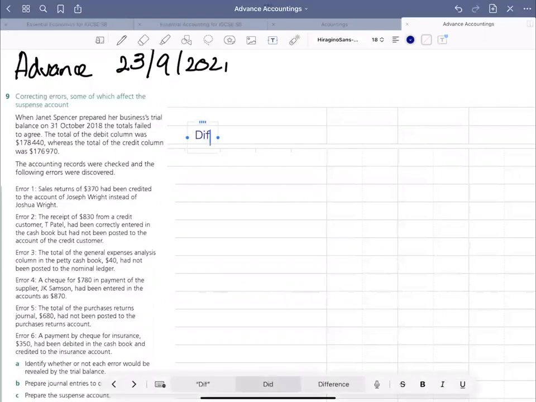So the difference in trial balance is 1,470. So this is the amount of difference that we have, which is the debit side more than the credit side. So this one will be on the credit side. So we're going to write whatever that's short. So this is the amount that we need to fix for the credit side.